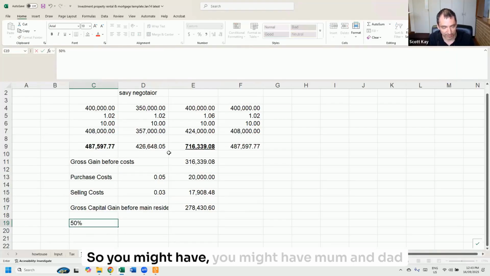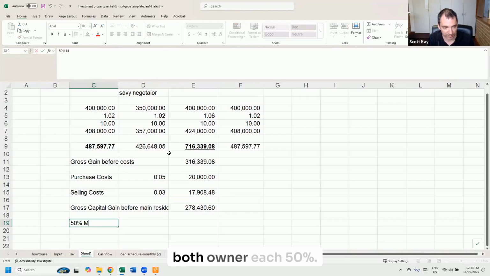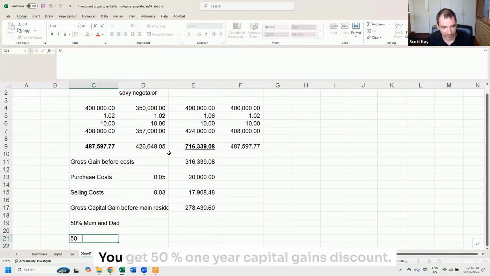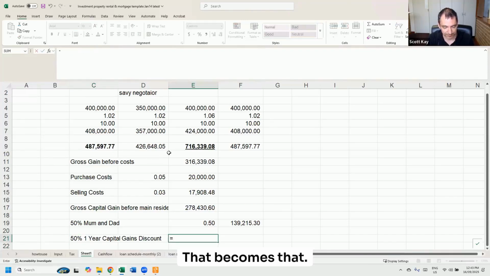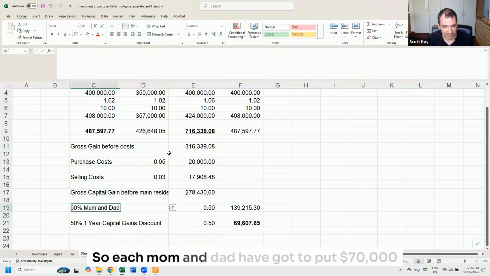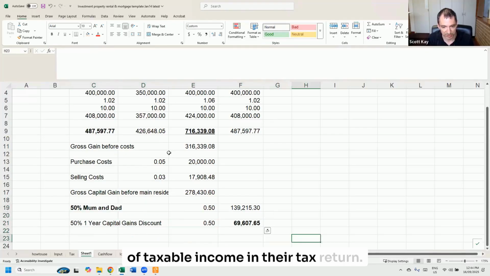this is your gross capital gain before main residence ownership and discount. So you might have mum and dad both own it, each 50%. You get the 50% one year capital gains discount. That becomes that. So each mum and dad have got to put $70,000 of taxable income in their tax return.